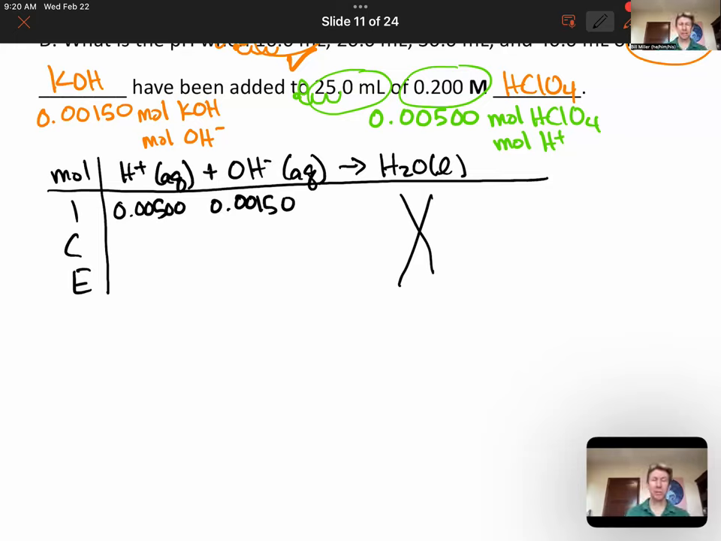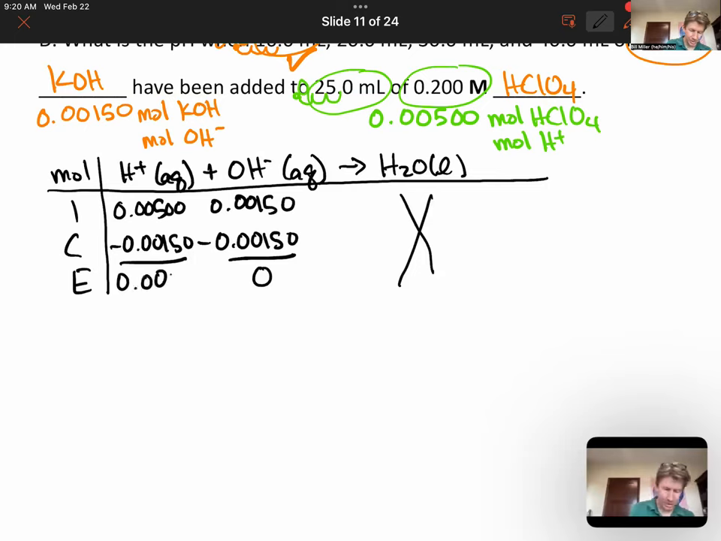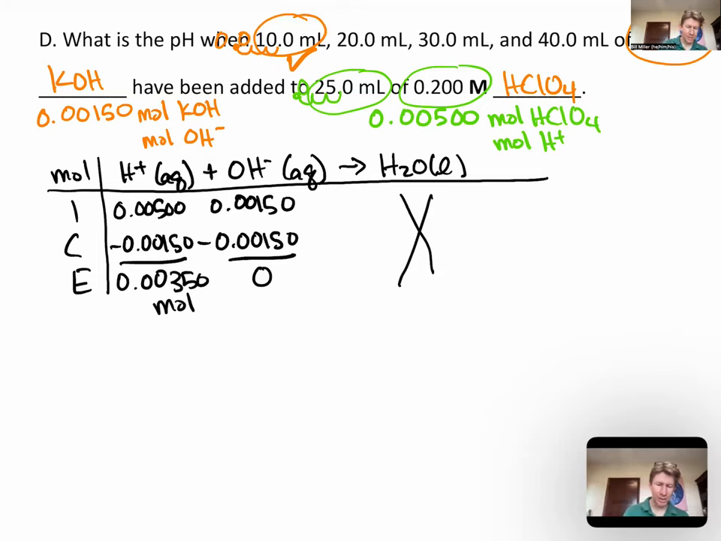So we're going to find our limiting reactant. All the coefficients are ones in these, so there's nothing fancy to do with that. And my limiting reactant is going to be my hydroxide. So I'm going to subtract that from both. That means that I will have zero hydroxide left and 0.00350 moles of my H+. And we're asked for pH. So pH means that I have to find not the moles, but the molarity of my H plus and then plug it into the pH equation.